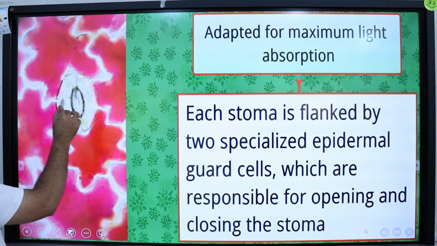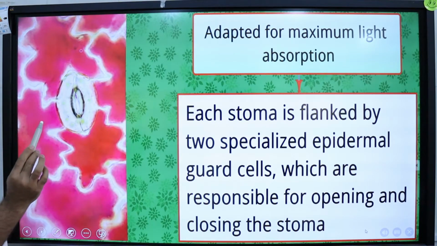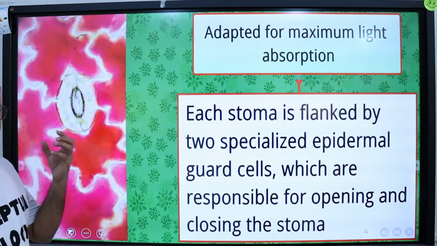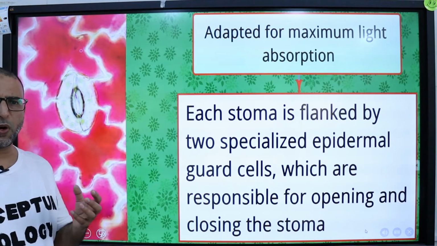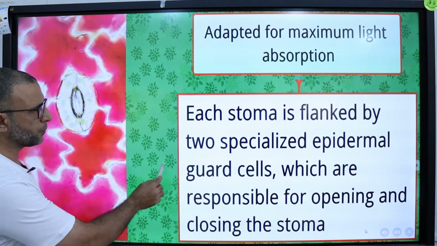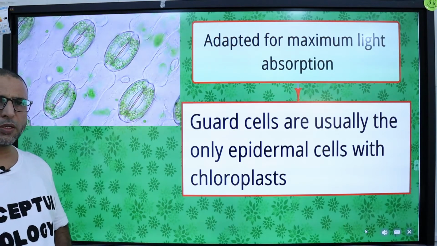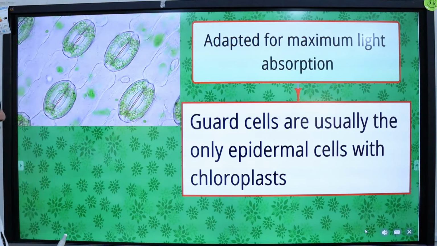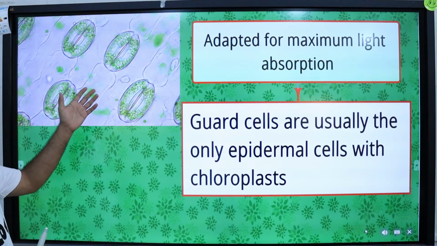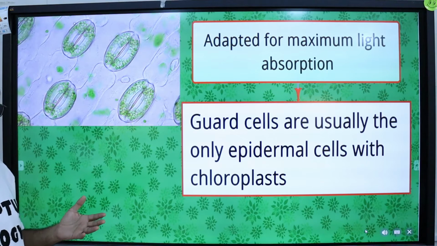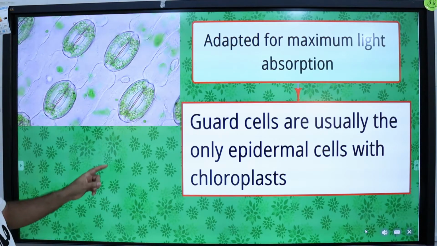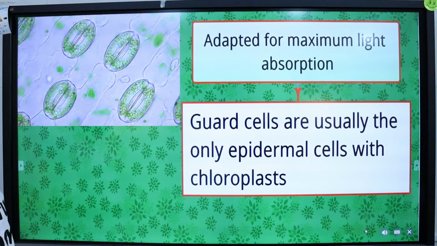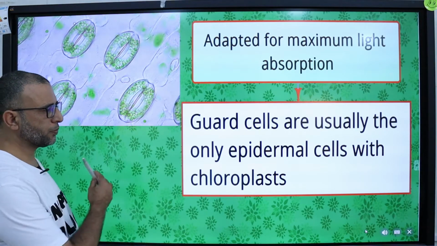These are two kidney-shaped guard cells. In the center there is a single opening, and that opening is called the stoma. Guard cells are responsible for opening and closing the stoma. Guard cells are usually the only epidermal cells with chloroplasts. As we can see, epidermal cells are transparent cells; they do not have chloroplasts and are not photosynthetic in function, but the guard cells are modified epidermal cells, they have chloroplasts and they are photosynthetic in function.